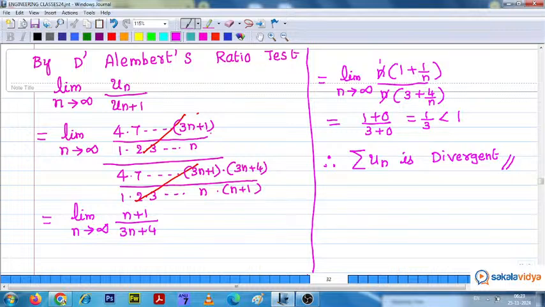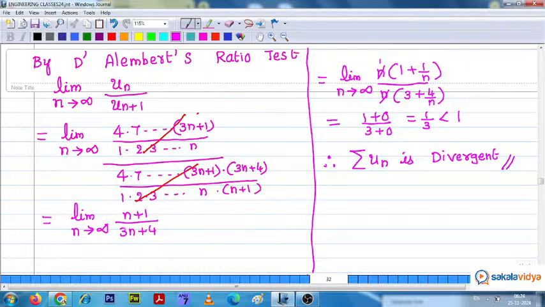Limit n tends to infinity, un is replaced by 4 into 7 into so on 3n plus 1 by 1 into 2 into 3 so on n, divided by 4 into 7 into so on 3n plus 1 into 3n plus 4 divided by 1 into 2 into 3 so on n into n plus 1. So the common terms get cancelled. We have 1 upon 3n plus 4 by n plus 1.